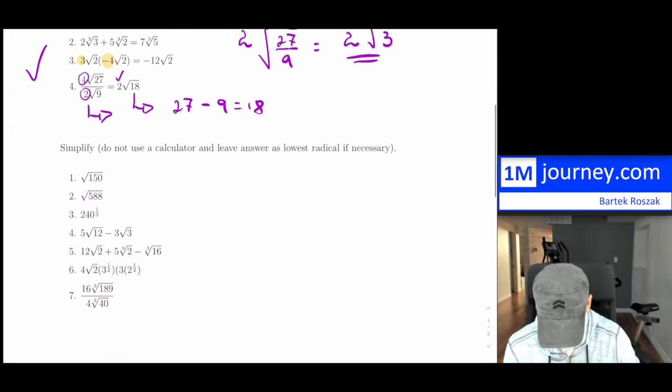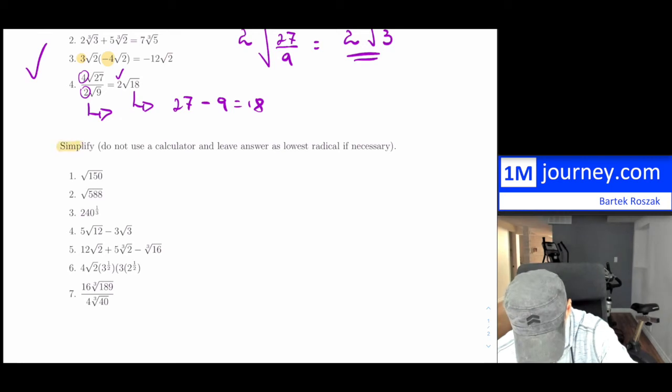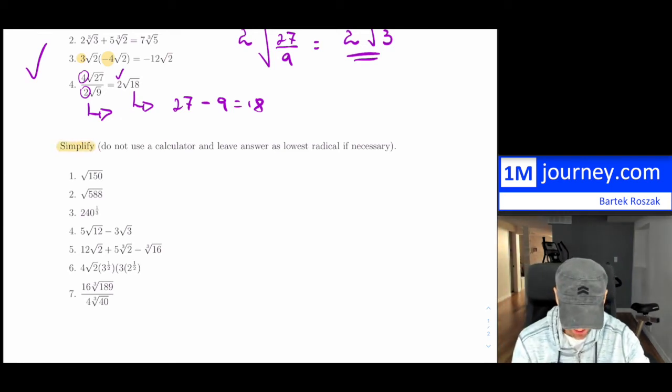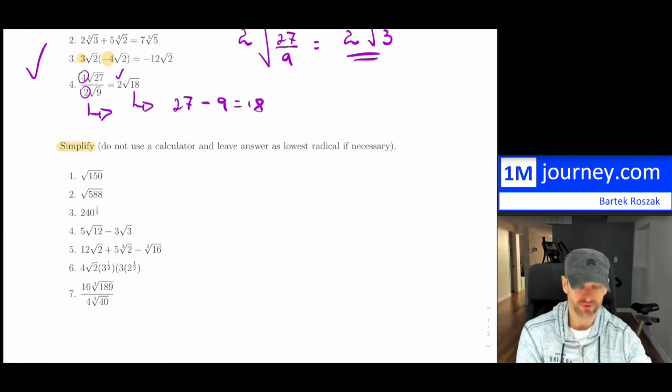Now, next, it says simplify. So we want to be able to simplify. Do not use a calculator and leave the answer as a lowest radical if necessary. So kind of in lowest terms as possible. All right, so we'll do that.